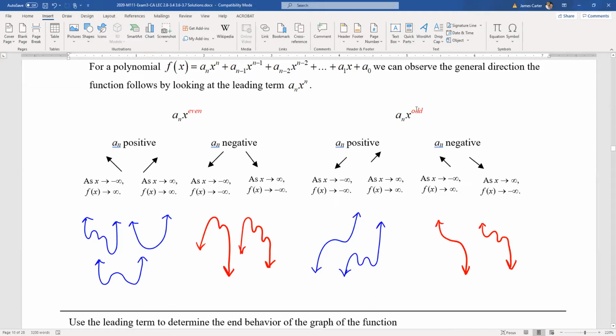Over here, if the power of the leading term is odd, if a is a positive number, it'll go from low to high, although it may take some bumps in the middle for fifth, seventh, ninth degrees, and so on. If it's an odd power and a is negative, then it'll go from high to low, even though it might have to go through some undulations.